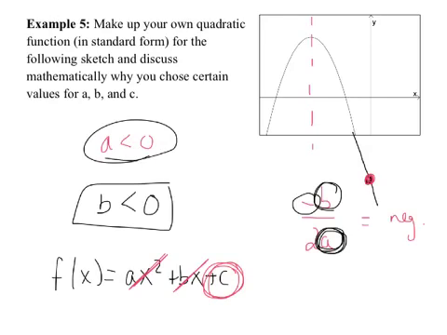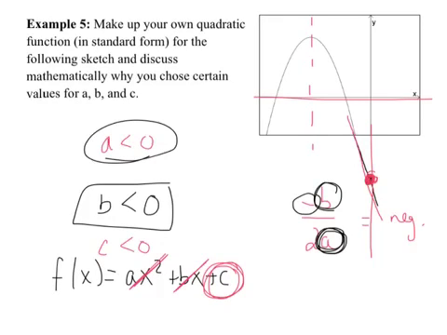And since the graph opens down and it will cross the y-axis below the x-axis somewhere here, it means that the y-intercept is negative. So c is also going to be negative. Now the final thing we have to look at, and this is a little bit tricky, is the fact that b squared minus 4ac has to be a certain value also.